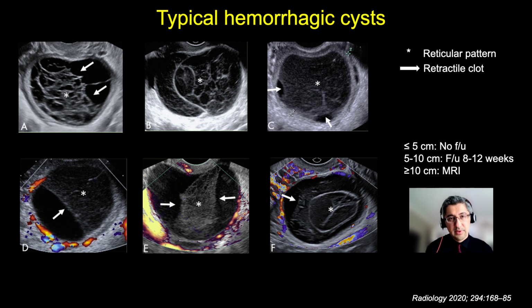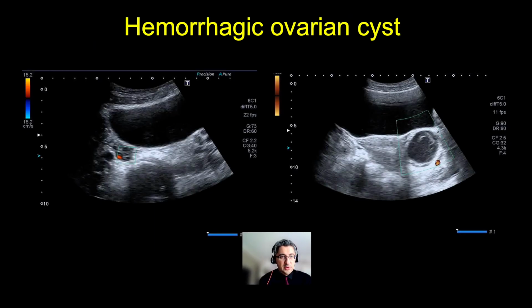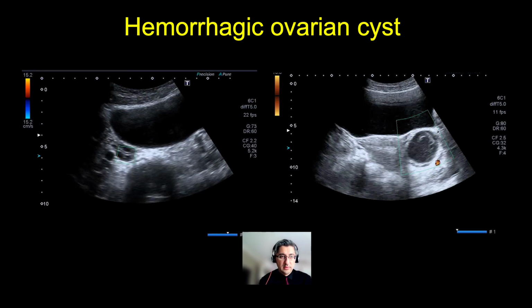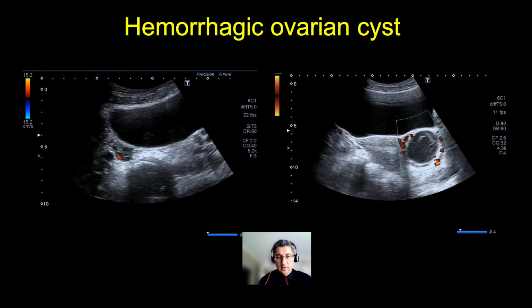Let me show you some pediatric examples for hemorrhagic ovarian cyst in children. Here you see a normal right ovary and flow with color. And here is a hemorrhagic cyst with internal reticulations, no solid component, no vascularity. This is a typical hemorrhagic ovarian cyst.